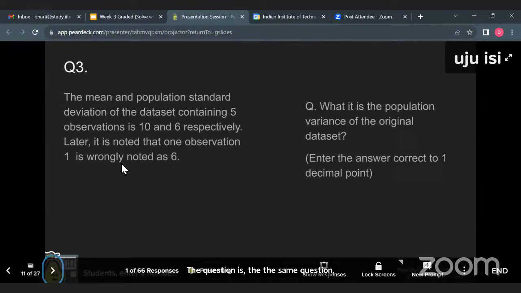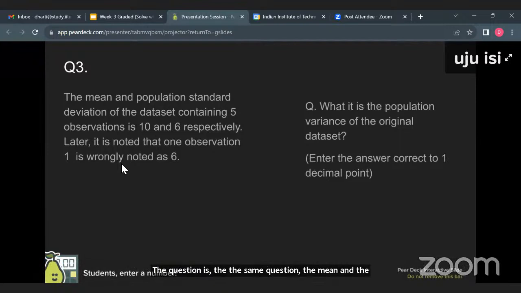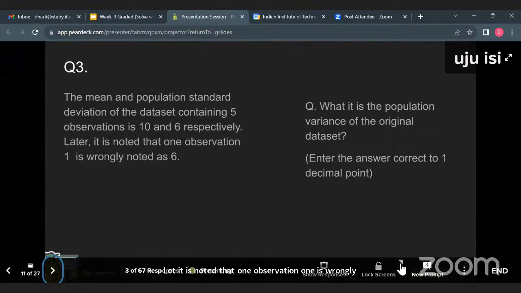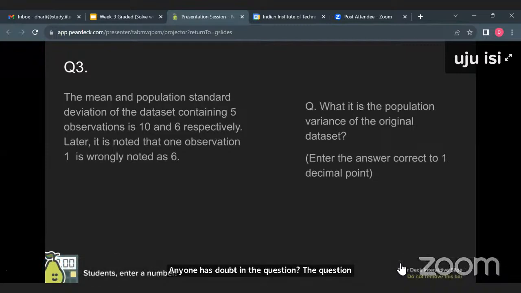The mean and the population standard deviation of a data set containing 5 observations are 10 and 6 respectively. Later it is noted that one observation 1 is wrongly noted as 6. What is the population variance of the original data set? Anyone has doubt in the question? The question is the same. In the last question, we asked for the mean of the original data set. In this question, we are asked for the population variance of the original data set.